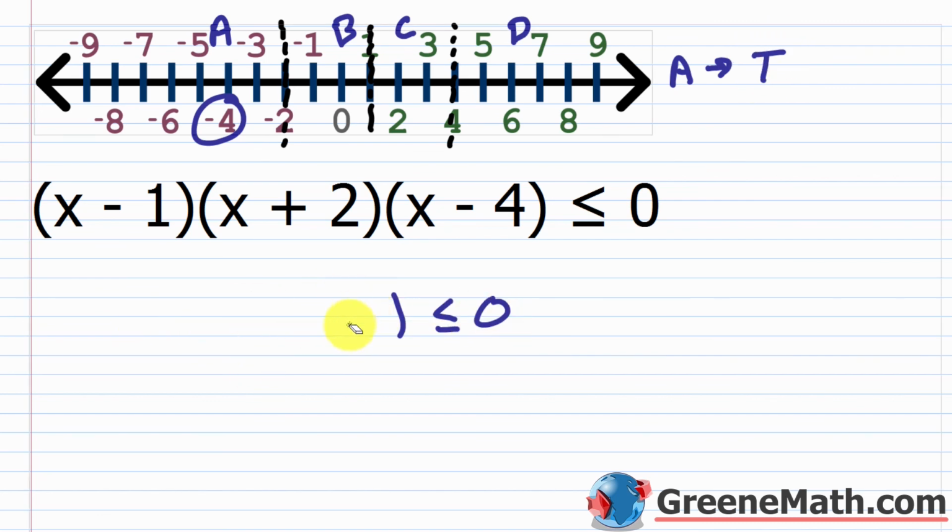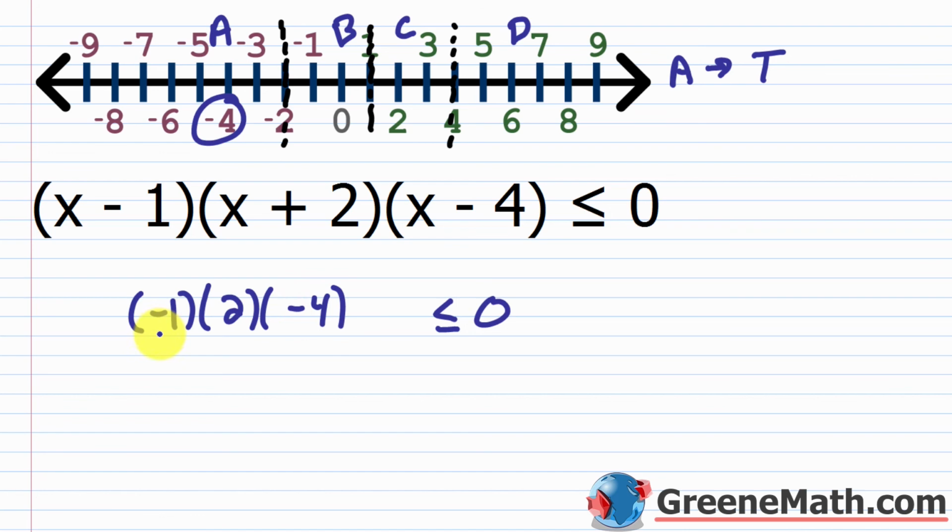So then for interval B, I can use 0, right? That's easy to work with. So 0 minus 1 is negative 1. 0 plus 2 is 2. 0 minus 4 is negative 4. So this guy, because there are 2 negatives being multiplied together, would be a positive. So for interval B, that would be false, right? A positive is not going to be equal to 0, and a positive is not going to be less than 0. All right, for interval C, let's choose 2.